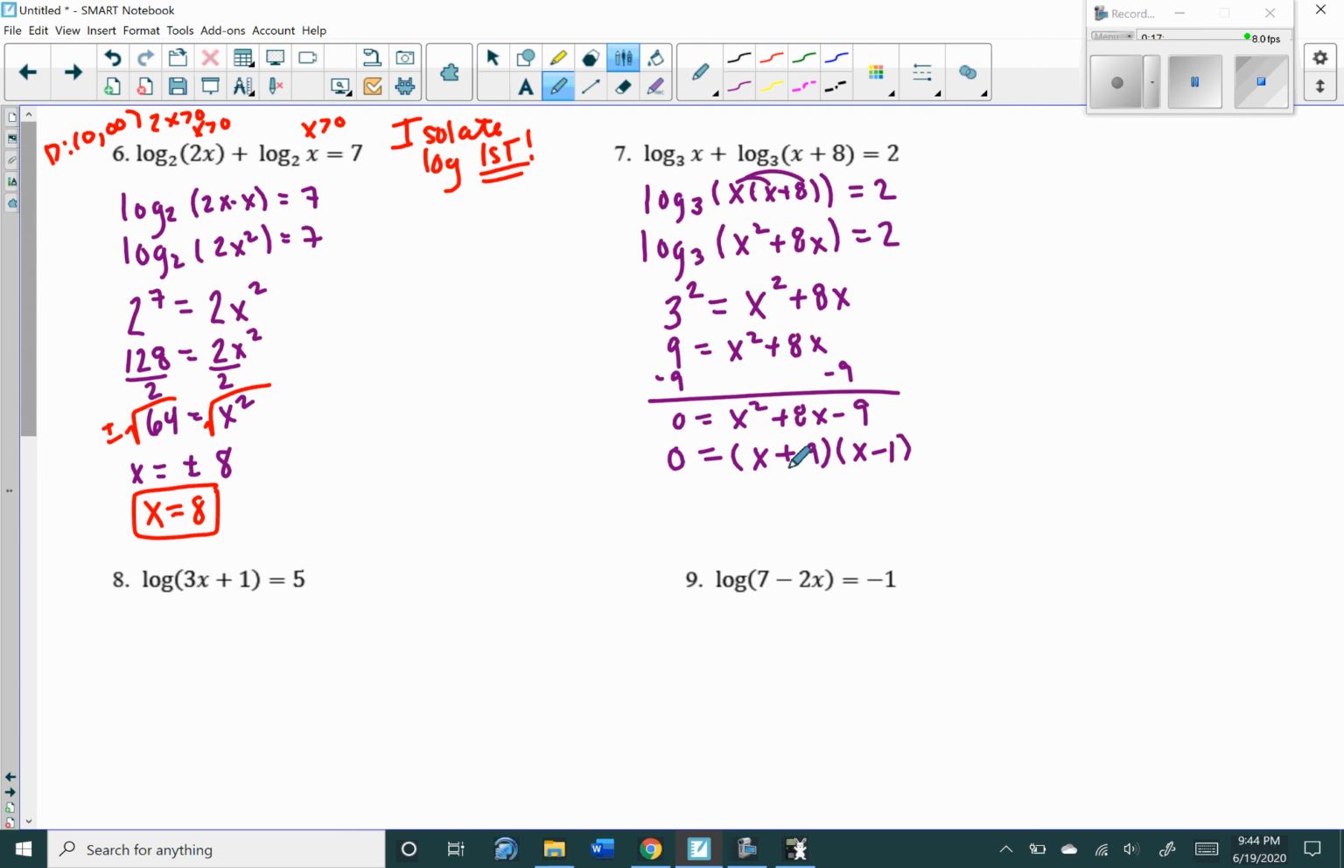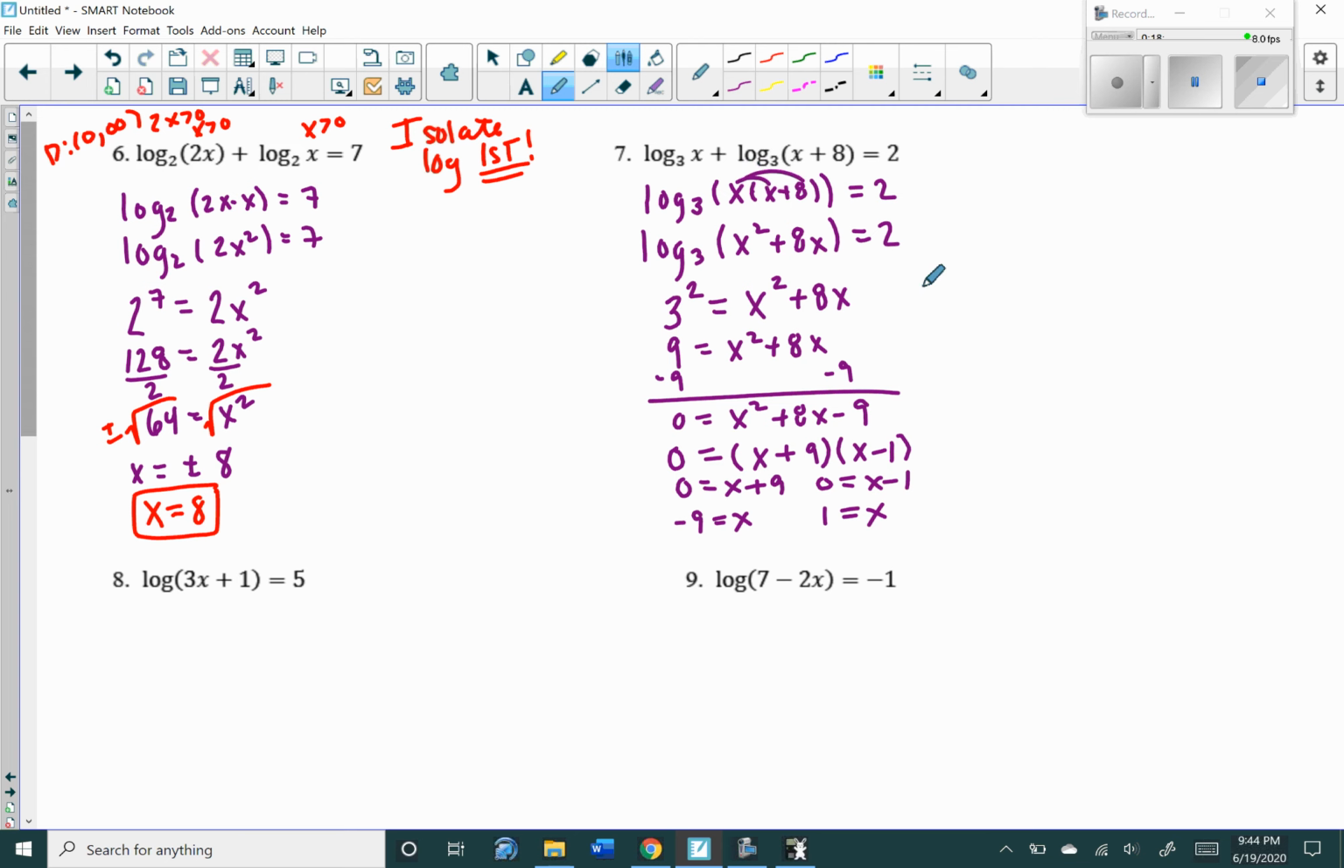So this would be our factorization and then you would solve by setting each one of these binomials equal to 0, because if what is inside of here is equal to 0, 0 times this is 0, and if inside of here is 0, then 0 times this is 0. So 0 equals x plus 9 and 0 equals x minus 1. Subtract the 9, we get -9 equals x. Add the 1. And so now I want to check both my answers.